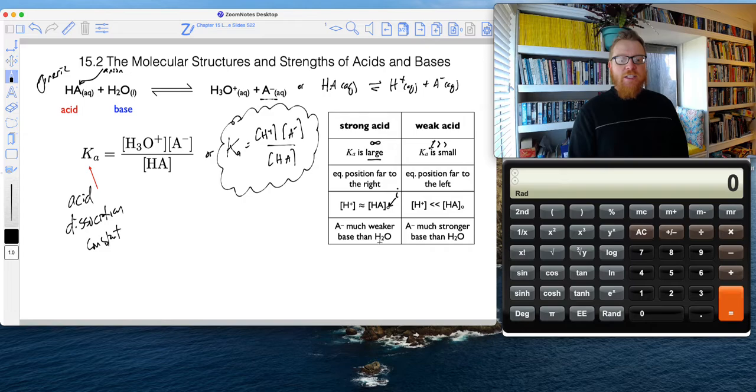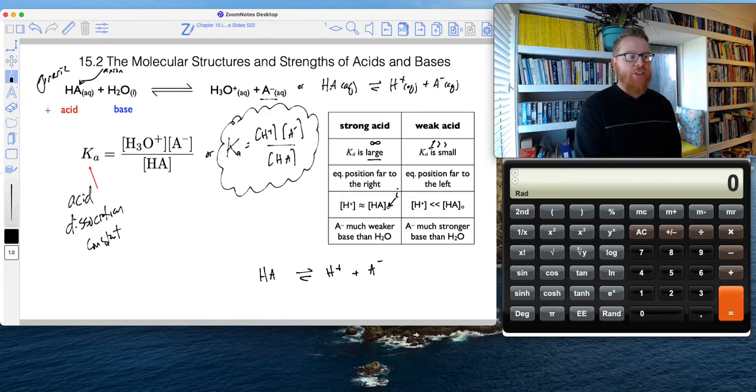So now this part gets a little bit confusing. So what do we mean by that? So A minus is a much weaker base than H2O for a strong acid, but for a weak acid, A minus is a much stronger base than H2O. So I'm going to write this generic acid, weak acid equilibria equation again, okay? And we'll attempt to describe that. So for a weak acid, A minus is a much stronger base than H2O.